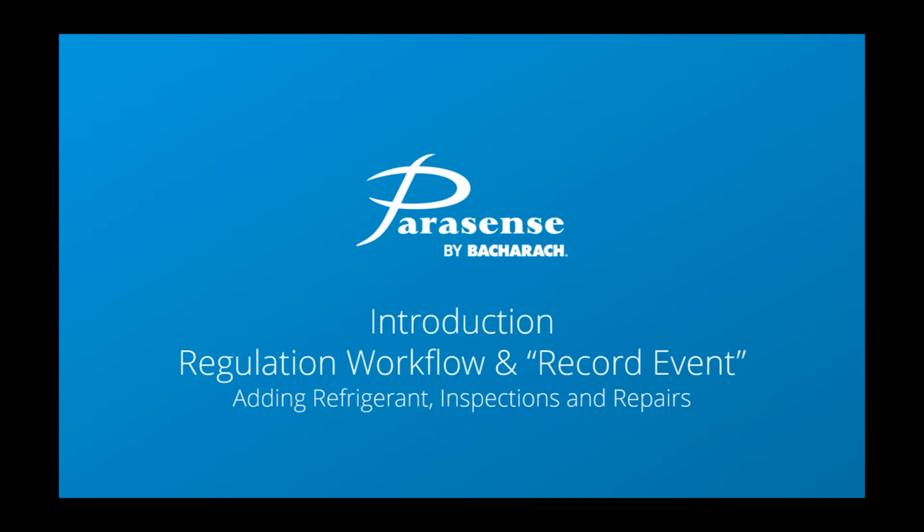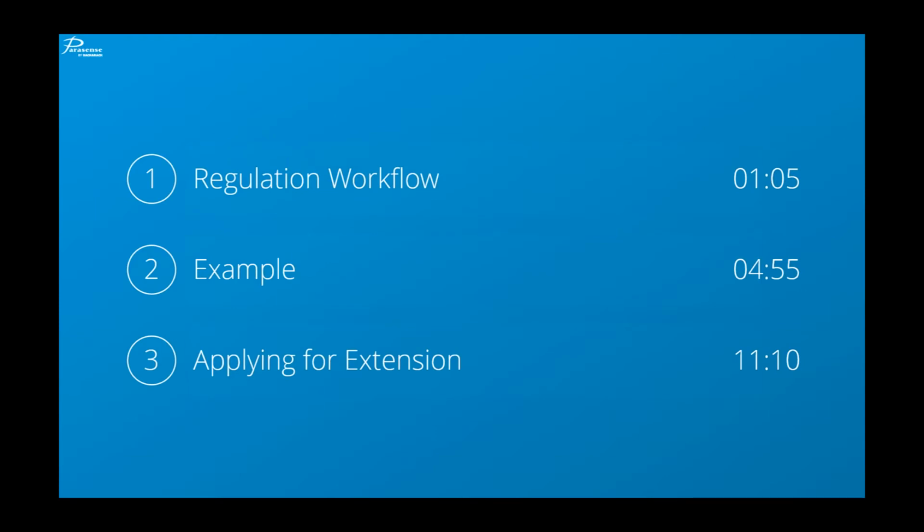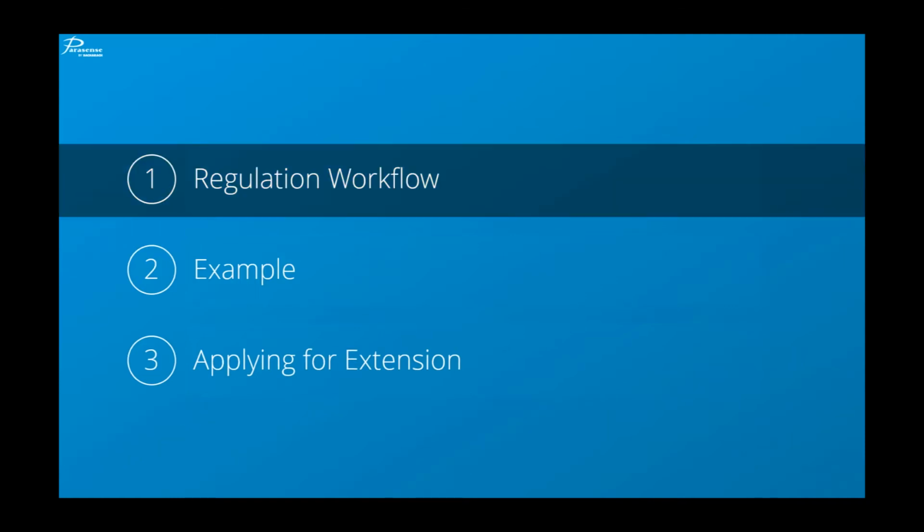These regulation workflows are embedded into the Parasense platform, automatically scheduling any resulting child tasks from activity recorded in the system. In this video, we will start by covering the regulation workflow for refrigerant additions, inspections, and repairs. We will focus on EPA regulations, annotating with CARB details afterwards. Then, we will walk through a complete example so you can see really how simple this is in practice using the Parasense platform. Thirdly, we will cover the detailed use case of applying for extension. Let's dive in.